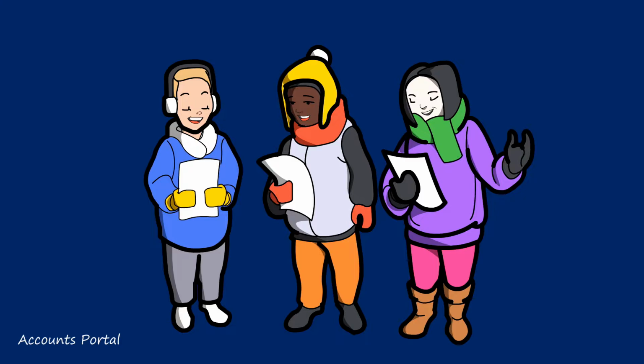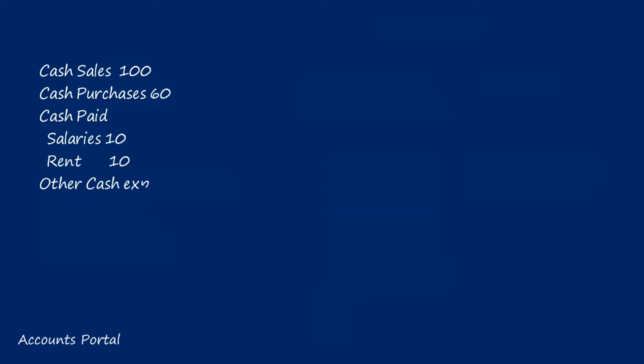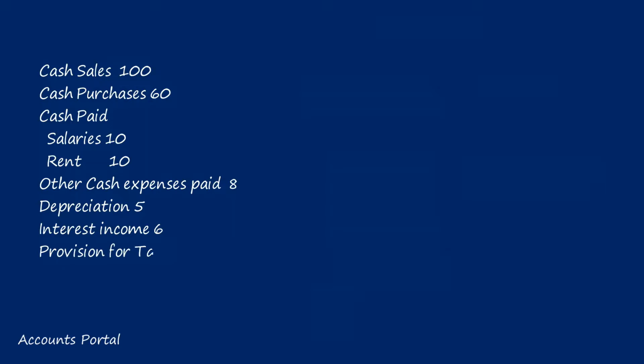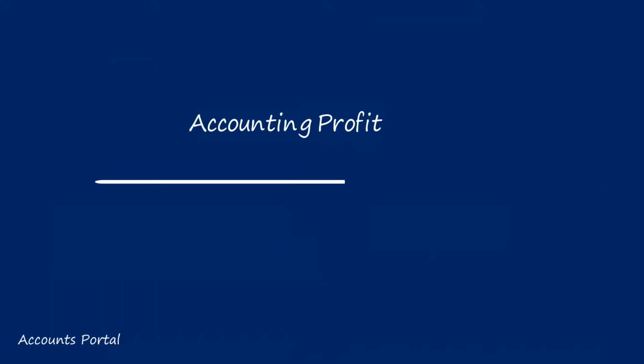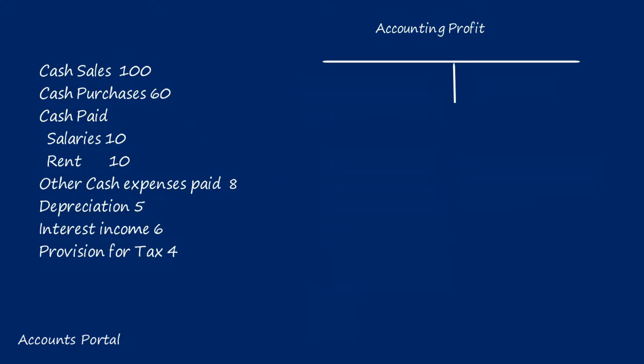Let us say cash sales of rupees 100 lakhs, cash purchases of rupees 60 lakhs, cash paid for salaries rupees 10 lakhs, rent rupees 12 lakhs, and other cash expenses paid 8 lakhs, depreciation 5 lakhs, interest income 6 lakhs, provision for tax 4 lakhs. I am just giving random figures for us to understand. Dear students, pause the video. Can you tell accounting profit from this information?